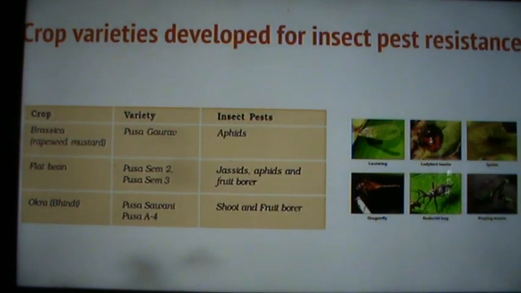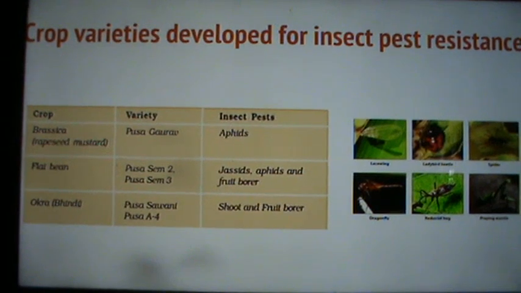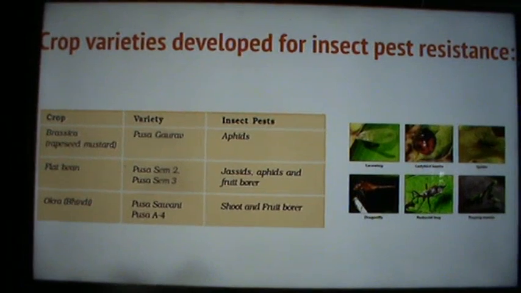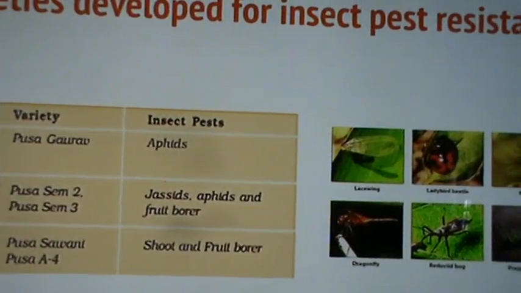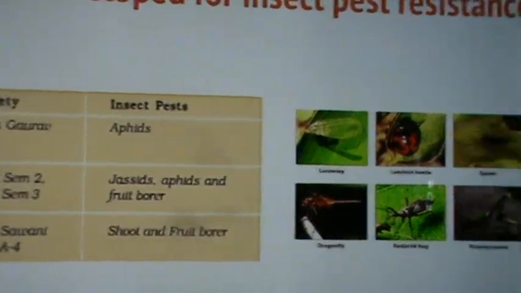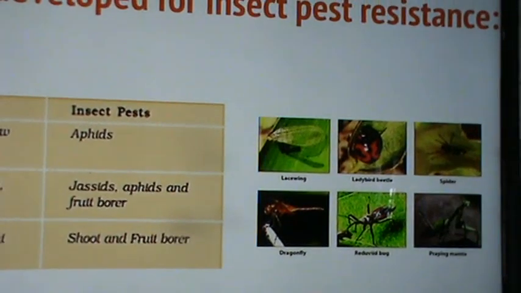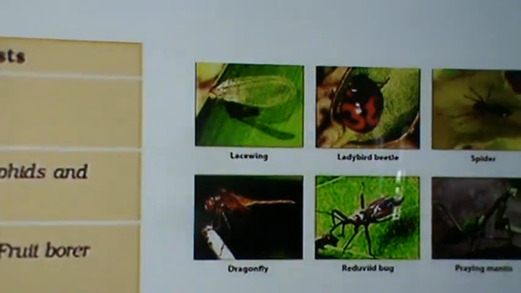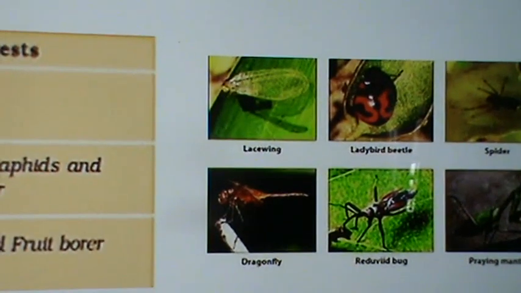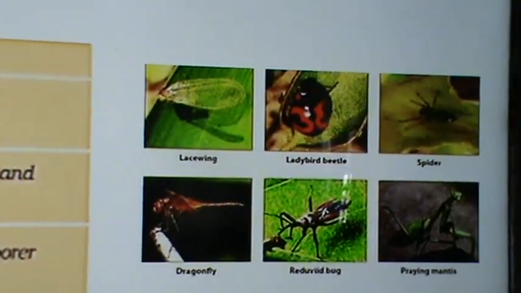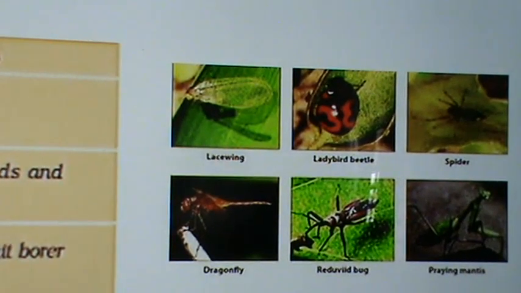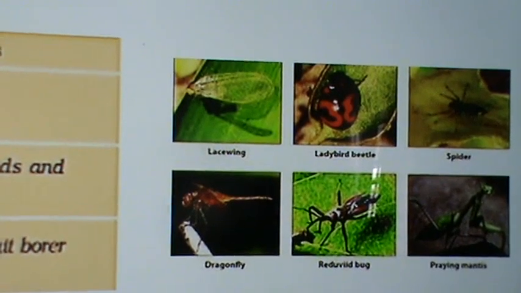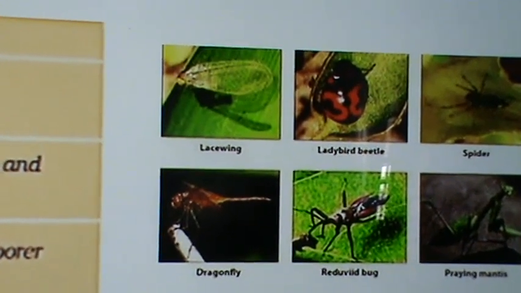Now you can see some pictures over here of some common insects which affect the crops: lacewing, ladybird, which is very commonly found in our garden also, praying mantis, grasshopper, spider, all these varieties. If you have a nice garden, dragonfly, you can see all that in your garden itself. So these are the insects which will be affecting and leading to crop destruction. So in order to avoid all this, India has developed certain varieties.